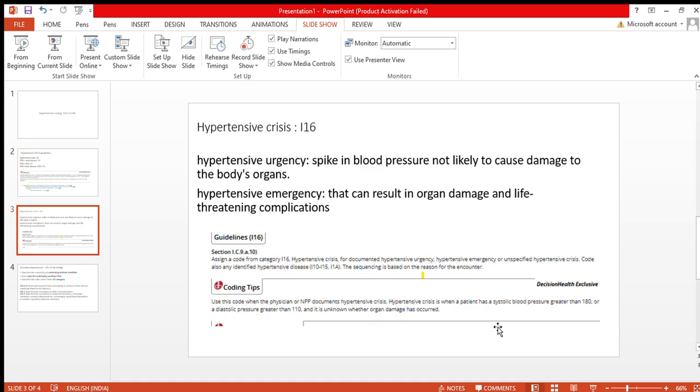Second, hypertensive crisis. What is meant by hypertensive crisis? When the patient's systolic blood pressure is greater than 180 or diastolic pressure greater than 110 and it is unknown whether organ damage has occurred. In hypertensive urgency, organ damage has not happened, while hypertensive emergency is likely to cause damage, which can result in organ damage and life-threatening complications. The I16 code we can code for hypertensive urgency, emergency, and crisis, and also code any hypertensive disease, that is I10 to I15, with sequencing based on the reason for the encounter.